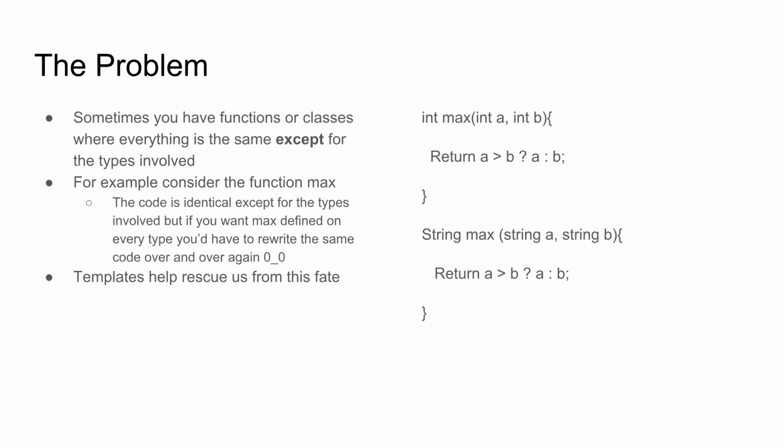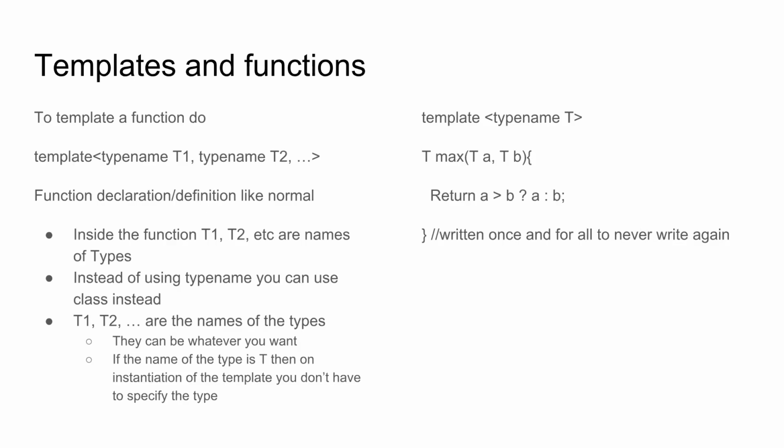Which would really suck if we had to keep rewriting our code over and over again for every different possible combination of two things that we ever want to take the max of. So this is where we use templates. The way that you declare a templated function is template, and then you can either say type name or class, and then you list the names. Basically you're templated over how many different types. So if you said type name T1, I'm templated over a single type. Type name T2, I'm templated over T1 and T2.